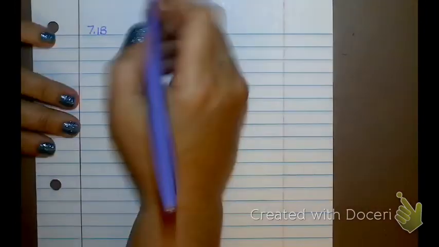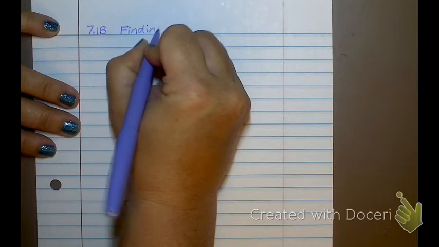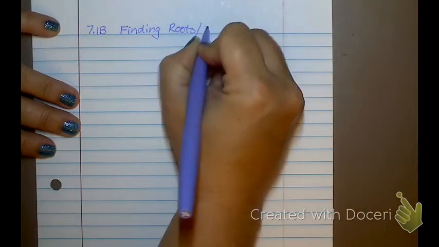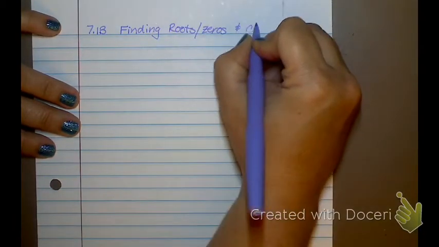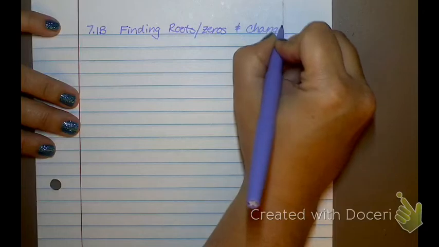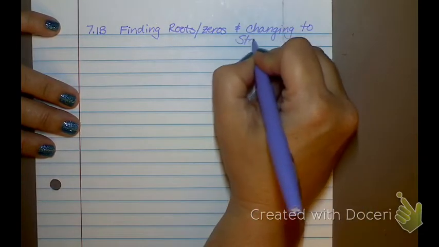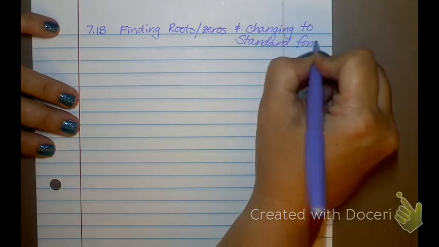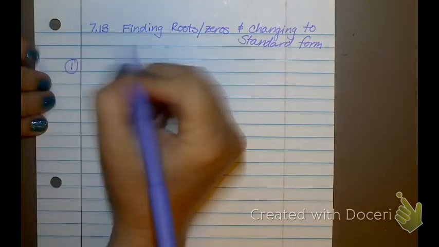7.1b. Finding roots or zeros and changing to standard form. All right, you ready? Number 1.